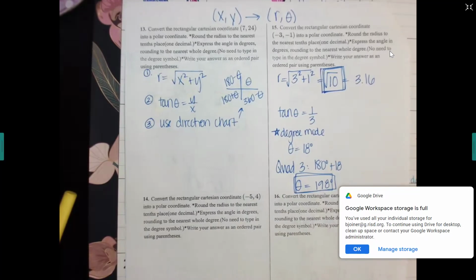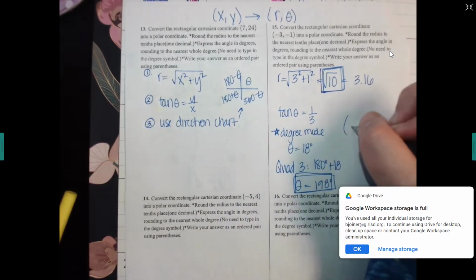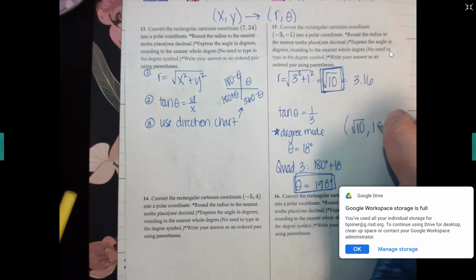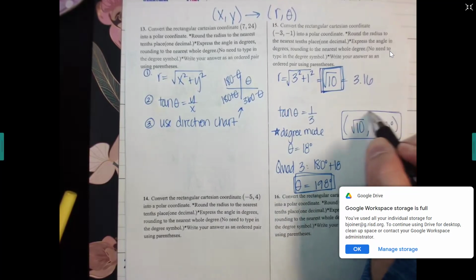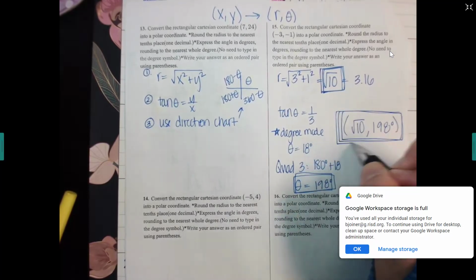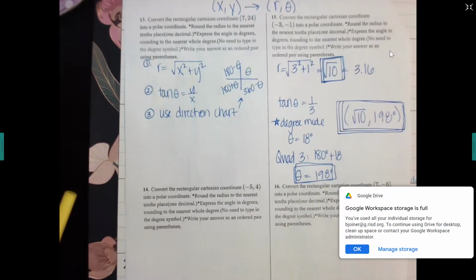And then remember, when you type it into your Delta Math for your test, it's going to be root 10, comma, 198. But you'll find the R first, the theta second, and then type it in as an ordered pair. Do we need to do another one of those, or we feel good about it? Good? Okay. Perfect. All right, turn to the last page.